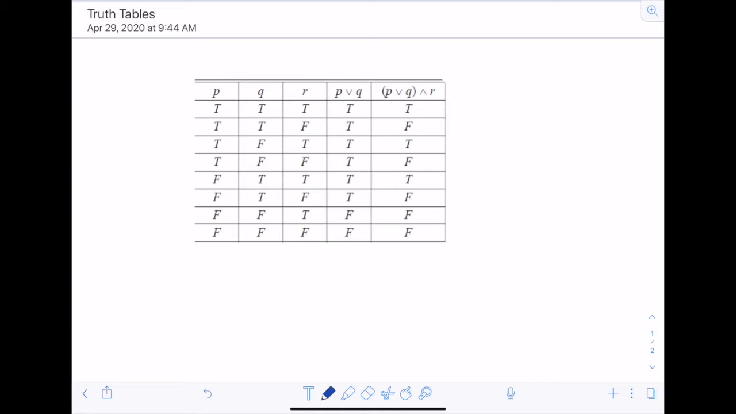Truth tables. Truth tables are just organized ways of deciding if statements, logic statements, or logic clauses are true or not true. And the example that we're showing here was one that was sent to me saying, I don't know what to do with this. How do you figure this out? So let's see if we can simplify the process.